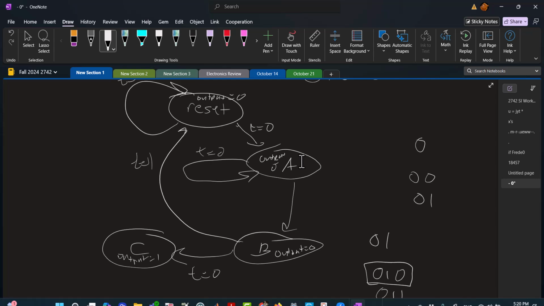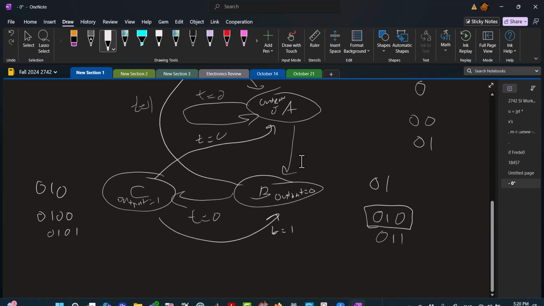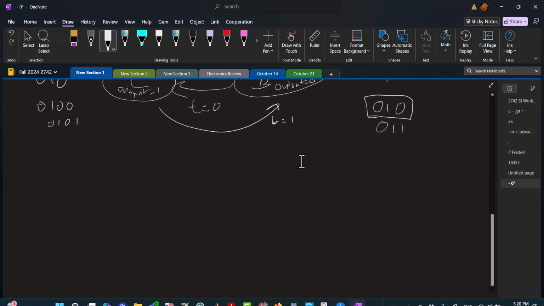Now if I'm at state C, I have a 0, 1, 0. If I get a 0, I'm at 0, 1, 0, 0. Where do I go? I go to A. And if I get a 1, I would have 0, 1, 0, 1, so I go to B, since the last 0, 1 takes me to B. So that is my state diagram.